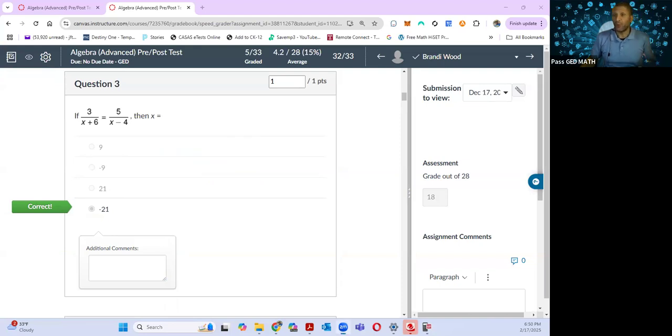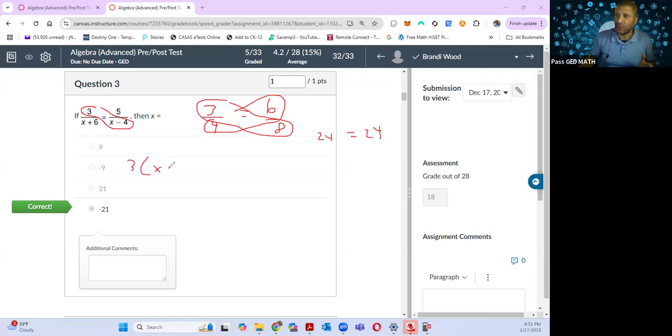Remember, what is a proportion? A proportion is two ratios set equal to each other. So, for example, 3/4 is equal to 6/8. So I know 3 times 8 is 24. 6 times 4 is 24. You always go back to what you know. So when I cross multiply, they must be equal to each other. So 3 times (x minus 4) is equal to 5 times (x plus 6).